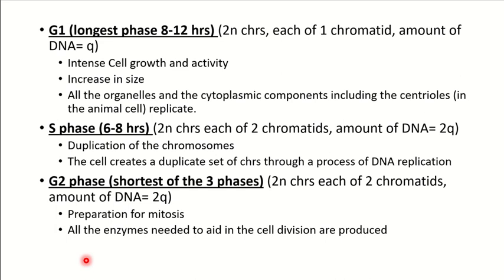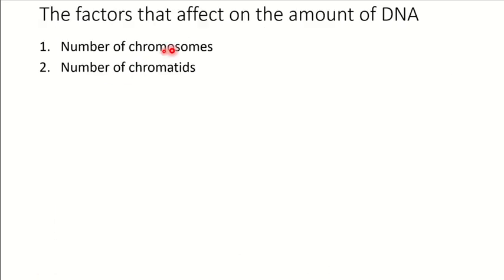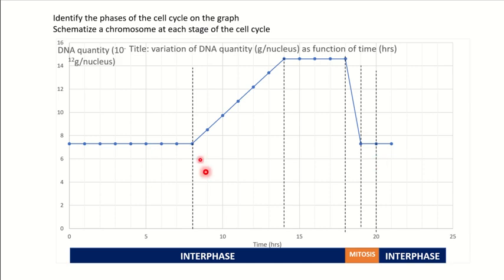Now if I want to draw the graph for the variation of DNA quantity as a function of time in the cell cycle, I have to take into consideration 2 factors that affect the amount of DNA: the number of chromosomes and the number of chromatids. In mitosis, I'm dividing the chromosomes into the sister chromatids in each chromosome. And in S phase, I'm duplicating the single chromatid to become a chromosome of 2 chromatids.